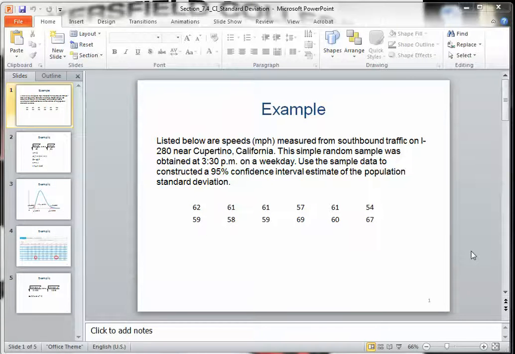Hi everyone. I'd like to talk about an example about constructing a confidence interval for a population standard deviation. So here we have 12 observations. These observations represent the speed measured from southbound traffic on I-280 near Cupertino, California at 3:30 p.m. on a weekday. So we'd like to construct a 95% confidence interval.